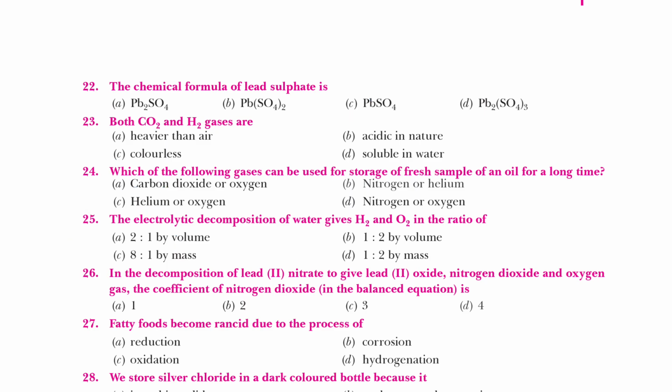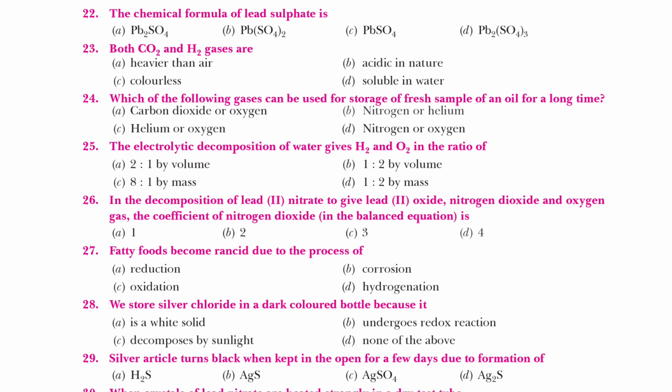Next, question number 23. Both CO2 and H2 gas are, these are heavier than air, acidic in nature, colorless. These both are colorless gases. Option C is correct. Which of the following gases can be used for storage of a fresh sample of oil for a long time?